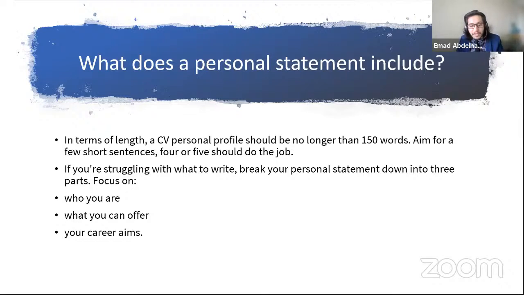Is the personal statement the same as a cover letter? It's very similar, but they're different in terms of the structure and the layout. Today, we're not talking about cover letters because some people use cover letters in other ways. Instead, we'll focus today on the personal statements.